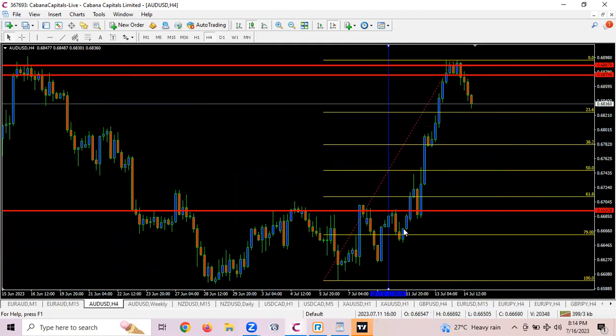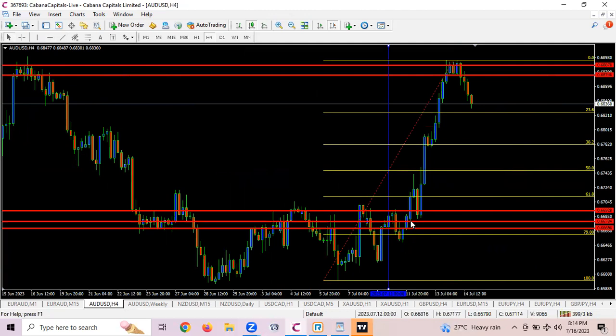So on 4 hour, this is a fair value gap. Okay, so this is a fair value gap. So I expect price to drop to this level. That's my expectation on Australian dollar USD.